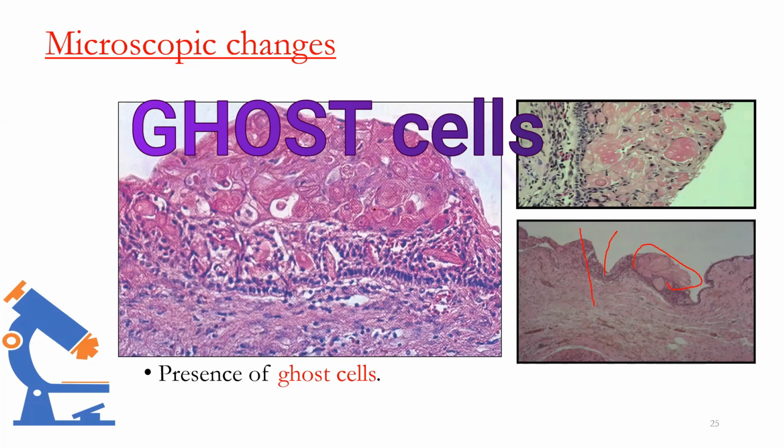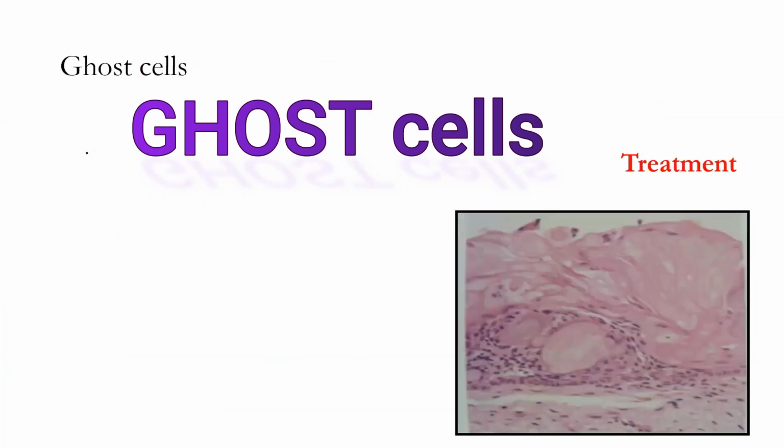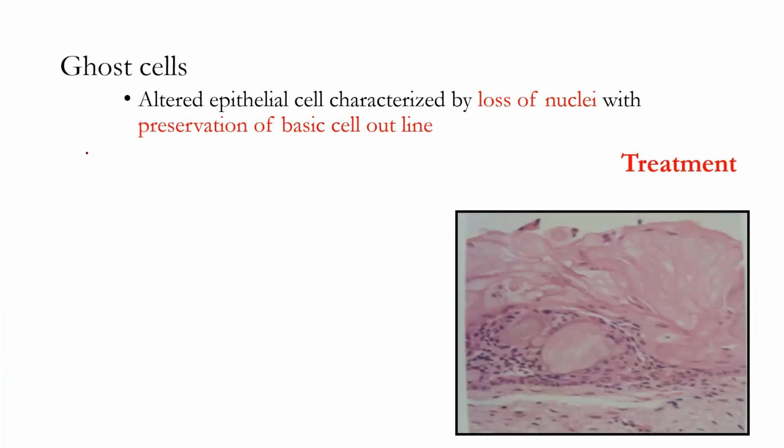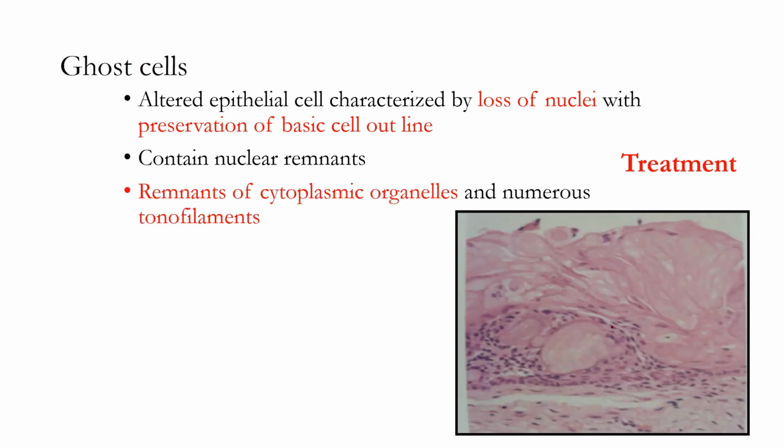And you will also see hematoxyphilic calcifications within the ghost cells as well. Dystrophic calcifications are what they're called. So they are the altered epithelial cell which is characterized by loss of nuclei, although preserving the basic cell outline, as you can see here in this image. The nuclear remnants can be seen in this case, and sometimes even remnants of cytoplasmic organelles and numerous tonofilaments can also be seen.